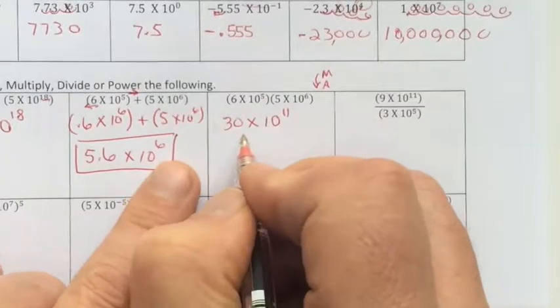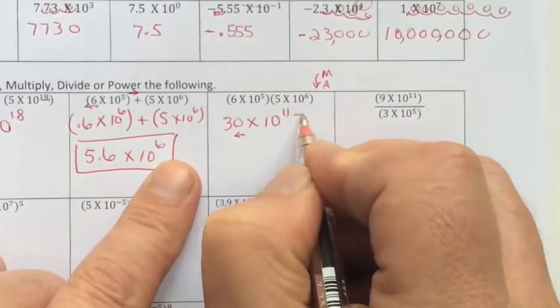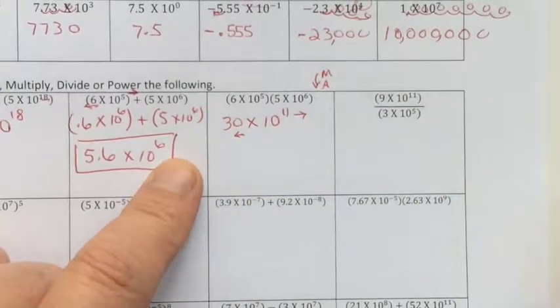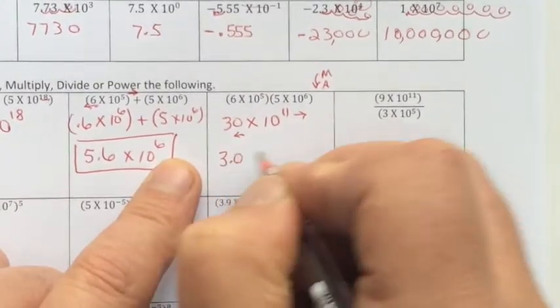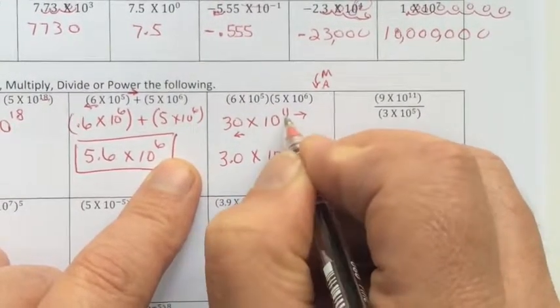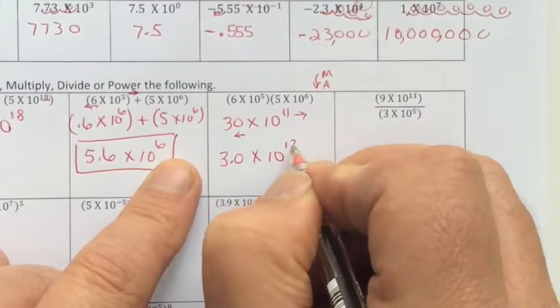Now we have to fix that. So that decimal has got to go one spot to the left, so the power will go one spot to the right. So we have 3.0 times 10 to the 11, one spot to the right, is 12.